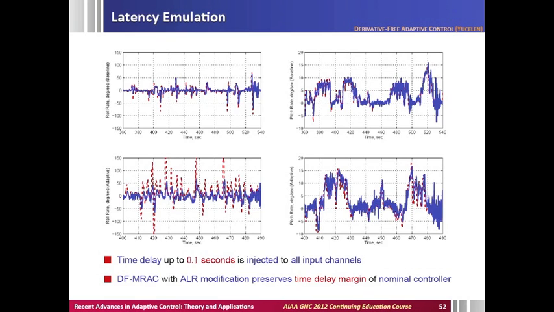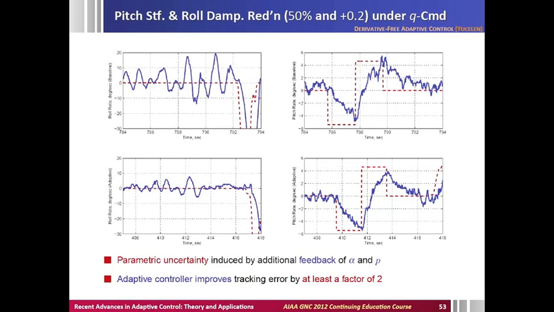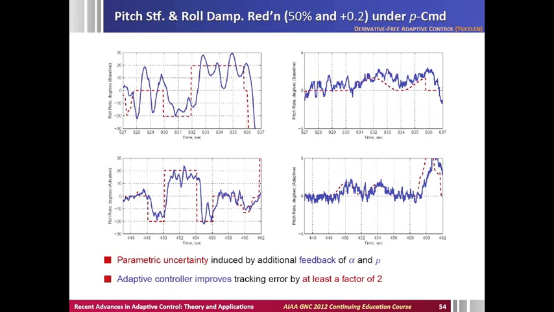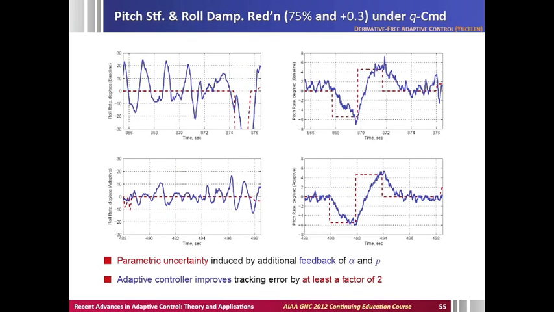And this is the baseline response under a pitch stiffness and roll damping reduction of 50% and plus 0.2 under pitch rate command. So this is the improvement with the derivative-free controller over the baseline. Again, improvement here, and here I'm going slightly fast because I'm out of time. And here again, another improvement. So I can say the adaptive controller improves the tracking error by at least a factor of 2.